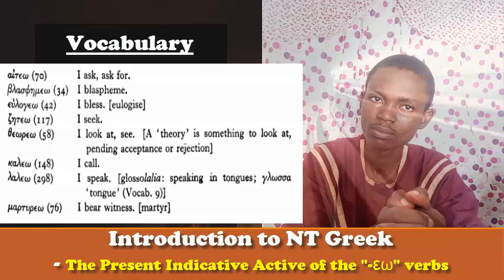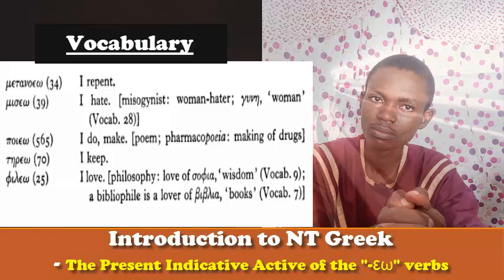The next. Laleo. The contracted form for laleo is lalo. Lalo means I speak. I know you're familiar with glossolalia. So, glossolalia means speaking in tongues. So, lalo means I speak. Now, martureo. The contracted form for martureo is marturo. Marturo means I bear witness.